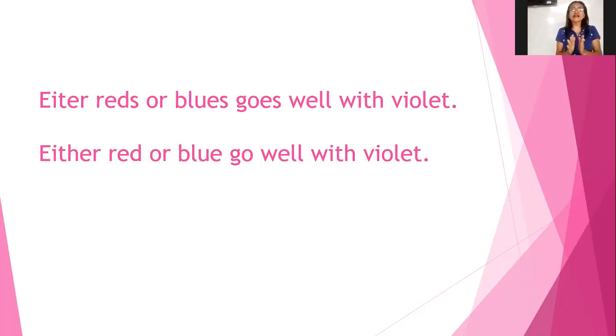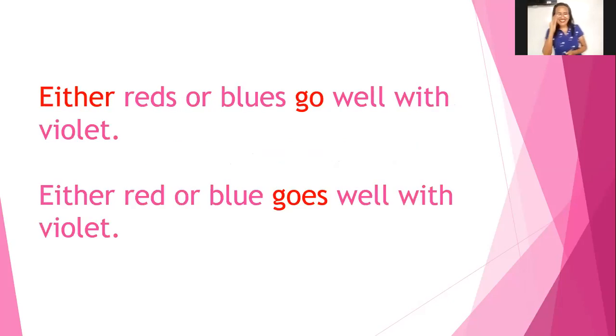The first one is plural, so it has to be "Either reds or blues go well with violet." The second one, either red, singular, or blue, singular, goes well with violet. Okay? Did you get that? That's easy, right? Okay, let's go to the next. Here is the correct form, the correct sentence. You see the red ones are the ones that we corrected, right?